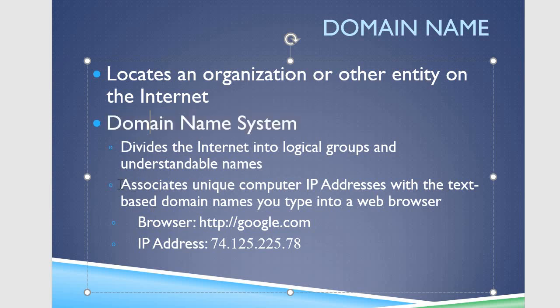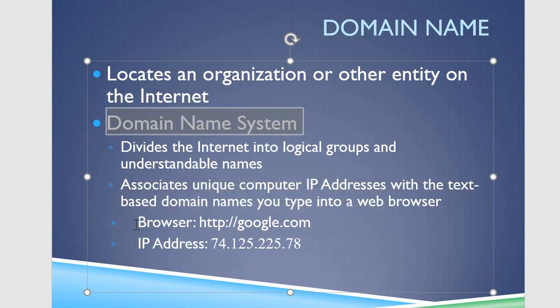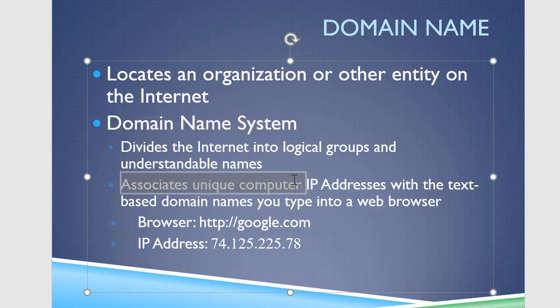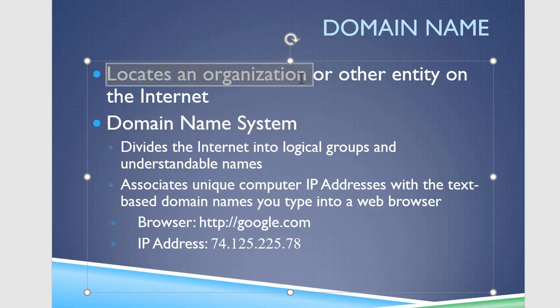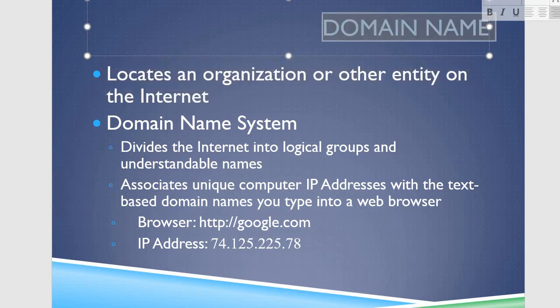Then, it associates unique computer IP addresses with the text-based domain names we type into the web browser. What is that? Domain name system. What is the name of that? Domain name system. Locates an organization or other entity on the internet. What is that? Domain name.